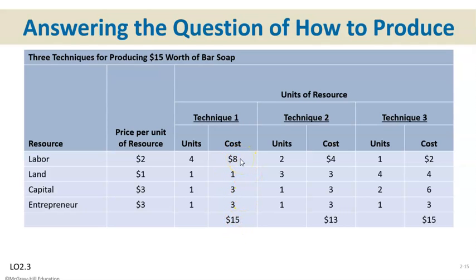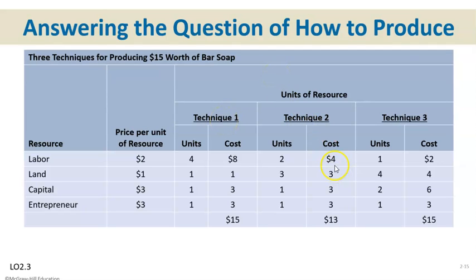You'll first look for how much it costs for each of the resources that they use, and then you add them all together. So for technique 1, they're hiring 4 units of labor at $2 a piece. That means they're spending $8 on labor. For land, they're using 1 land at $1 a piece. So $1 on land. For capital, 1 capital at $3. So $3 on capital, and 1 entrepreneur at $3. Then you take the costs of each of the resources and you add them together, and that will give you the total cost for using technique 1.